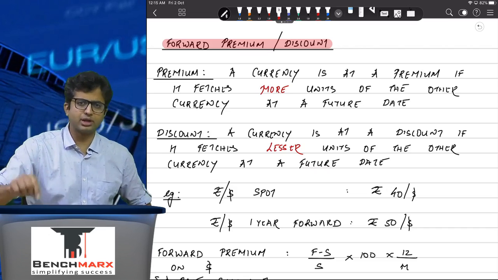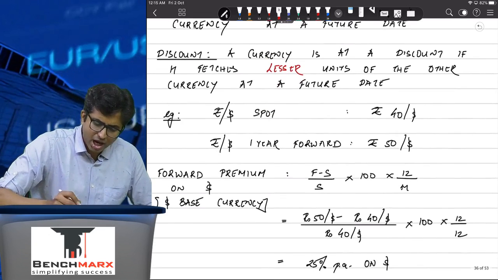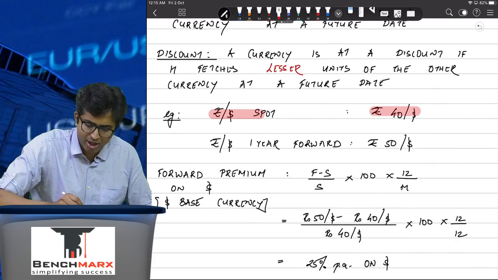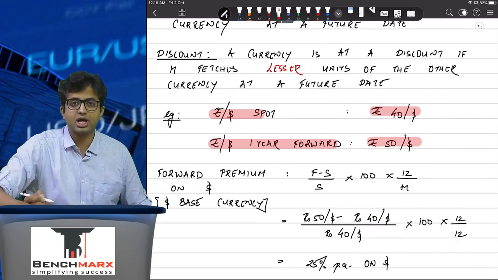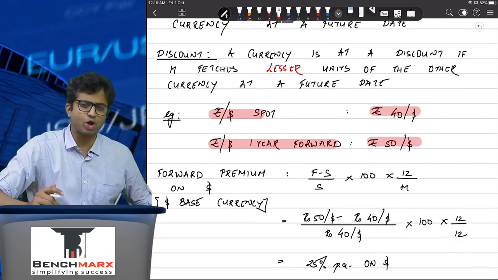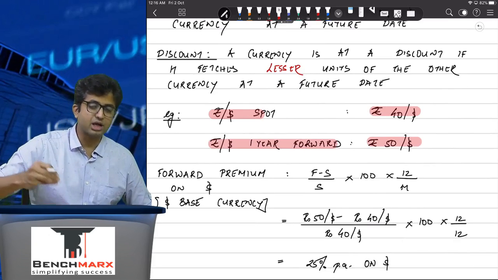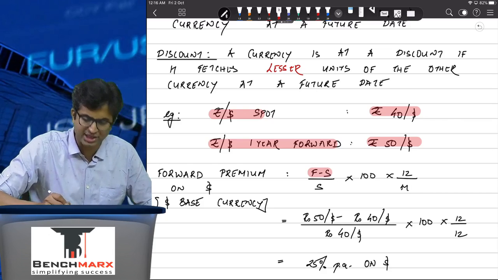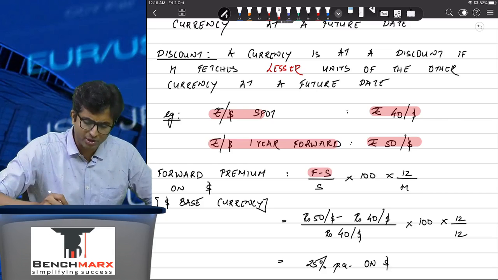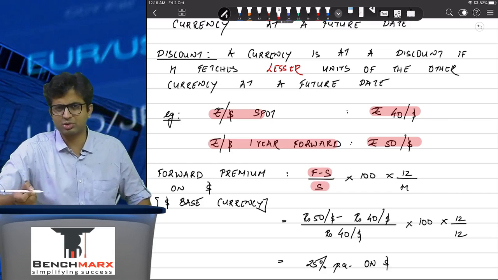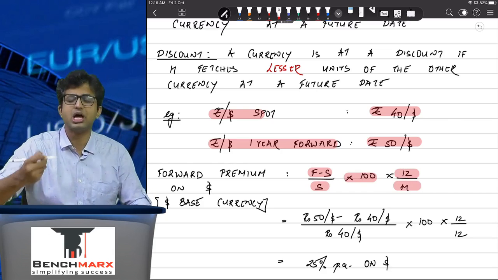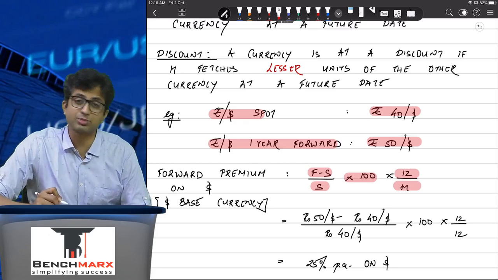How do you calculate the premium or discount? Well, for example, for a rupee per dollar rate, spot is 40 and 1 year forward is 50, which means the base currency, the dollar, currently at 40, is now going up to 50. So the formula is F minus S in the numerator, that is the forward rate minus the spot rate, upon S. This is how you calculate the percentages, times 100 times 12 by M, because this is going to be quoted as a percentage per annum number.